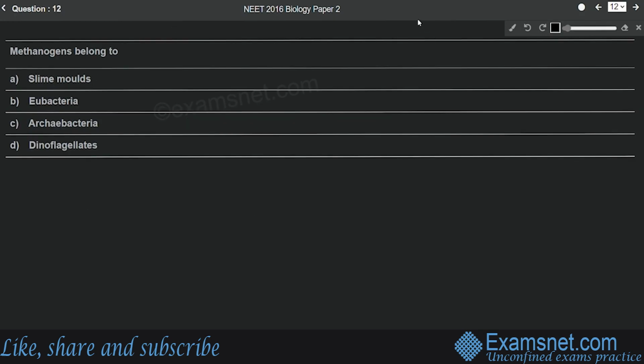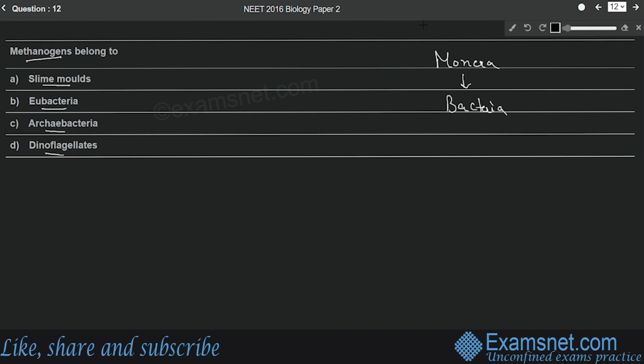Question number 12 is again from the chapter Biological Classification, and the question is methanogens belong to, options are slime molds, eubacteria, archaebacteria and dinoflagellates. So methanogens are a type of bacteria, right? So they belong to which phylum? Monera. The Monera phylum contains bacteria.